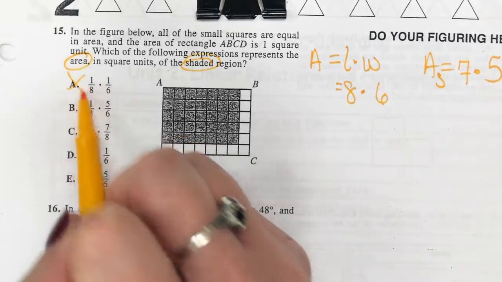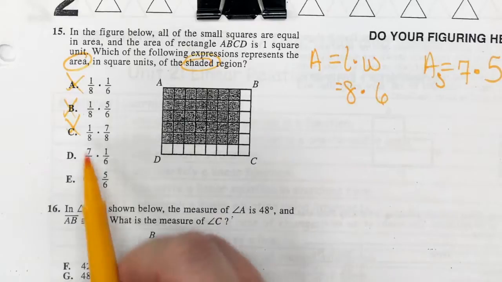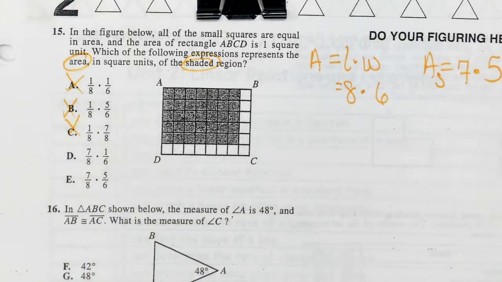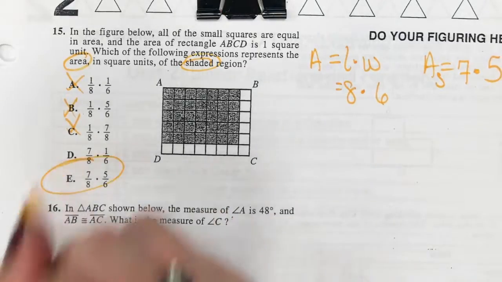D and E. Very good. So they both have 7 and 8. All right. What's the next one? Width. What are my two widths? 5 and 6. So which one's comparing 7 and 8 and 5 and 6? E. Thank you. Very good.